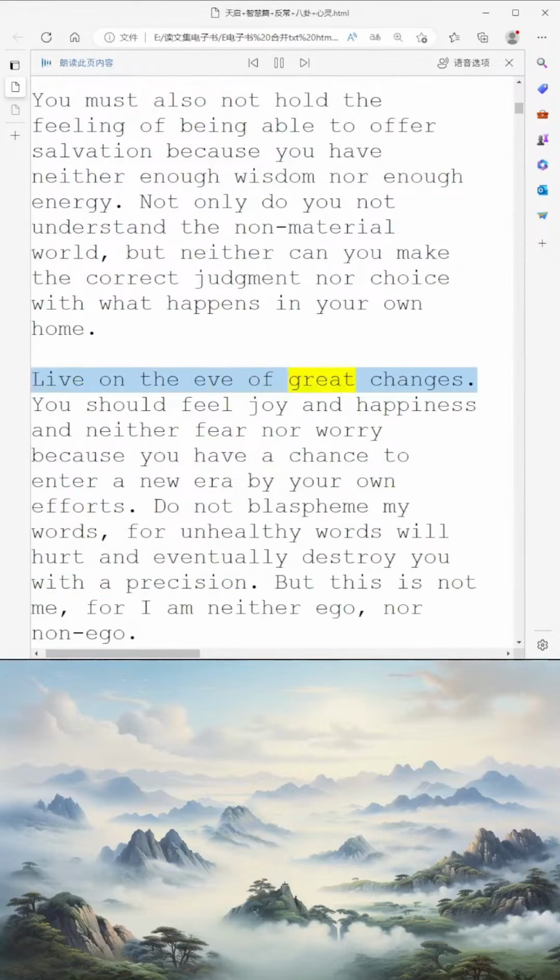Living on the eve of great changes, you should feel joy and happiness and neither fear nor worry, because you have a chance to enter a new era by your own efforts. Do not blaspheme my words, for unhealthy words will hurt and eventually destroy you with precision. But this is not me, for I am neither ego nor non-ego.